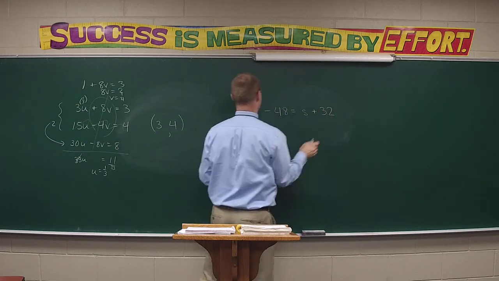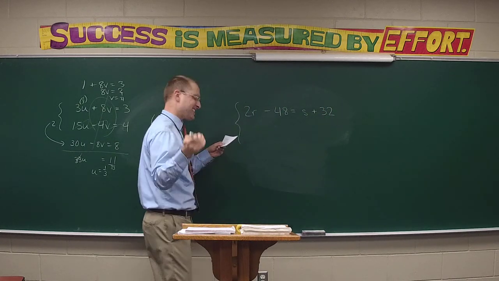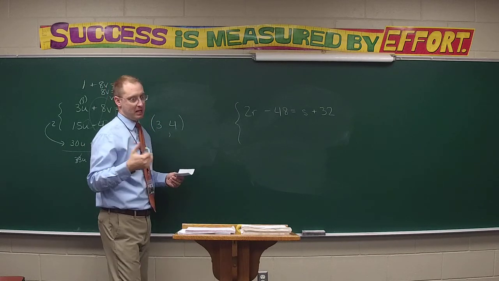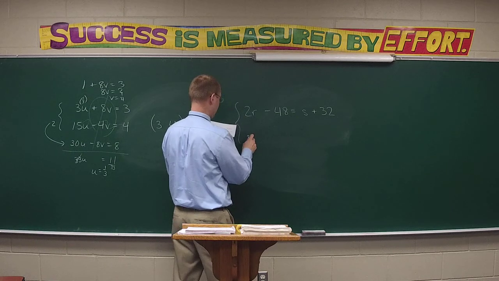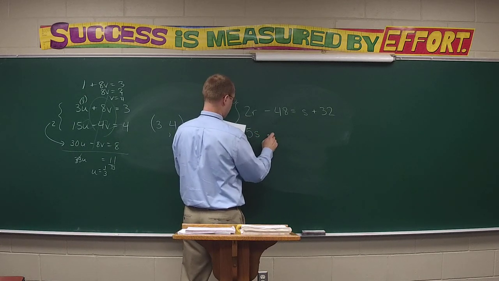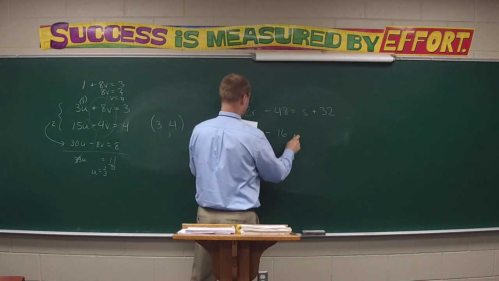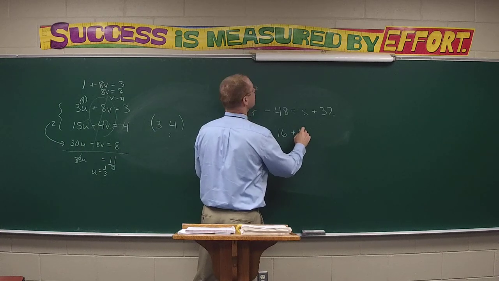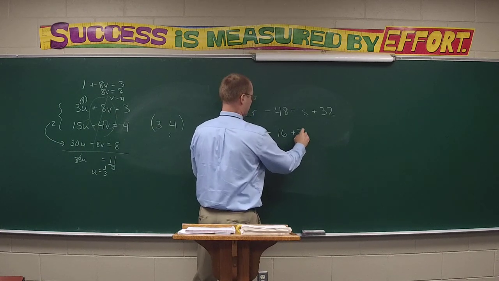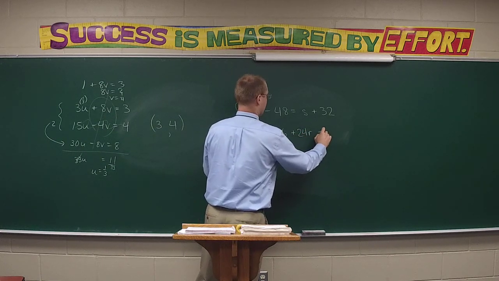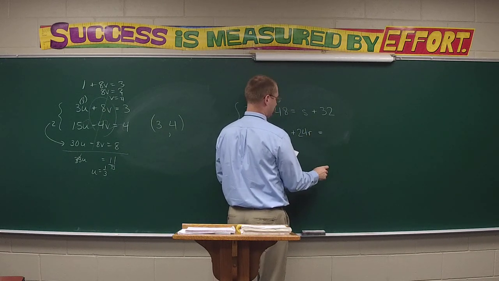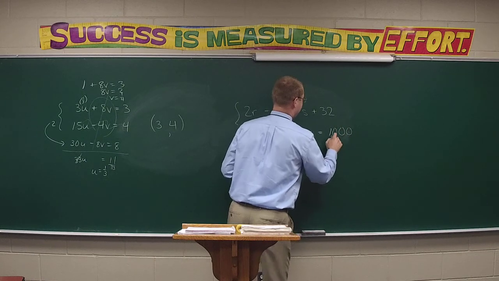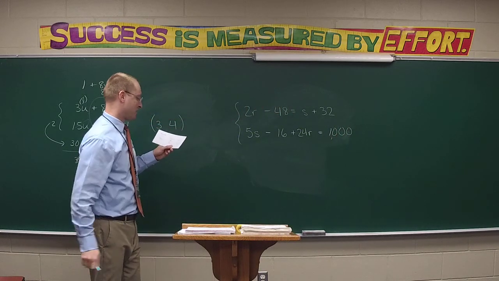Good. So first equation, no problem. Second equation, LCD is a little bit bigger this time. Michael? 40. 40 to get? 5s minus 16s plus 24r equals 4,000. 1,000. There we go. And so there's our answer there.